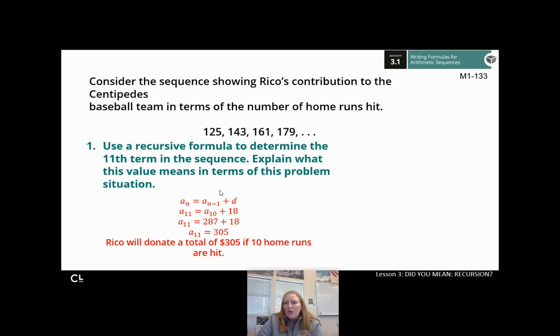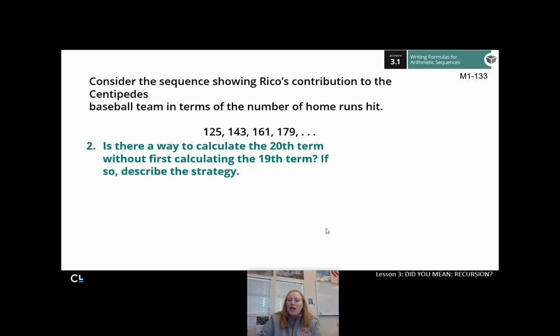Now, I want you to think about this next question. I'm not going to make you calculate it right away. Can you think about it? Is there a way to calculate the 20th term without first calculating the 19th term? And if you think there is, is there a strategy? I don't know that you have an answer for this, right? Because usually in order to find the 20th term, wouldn't we need the one right before it, the 19th? But it turns out there is a way to do that. I'm going to show you.